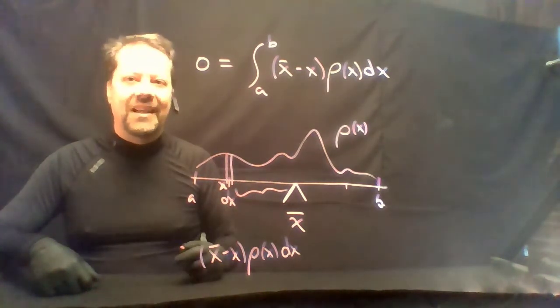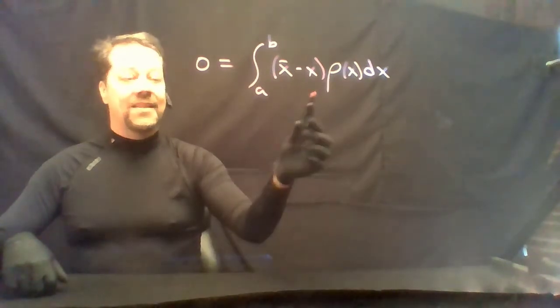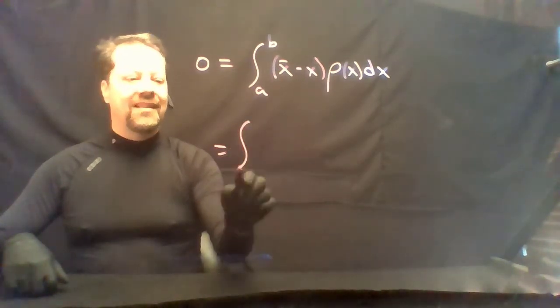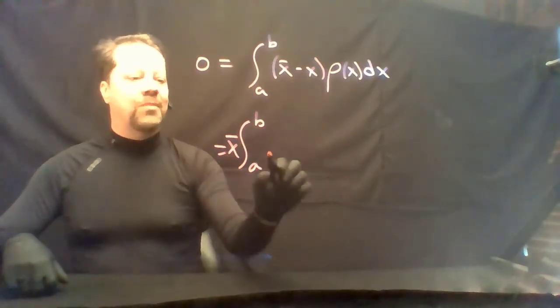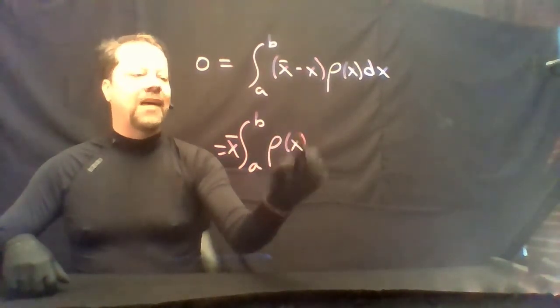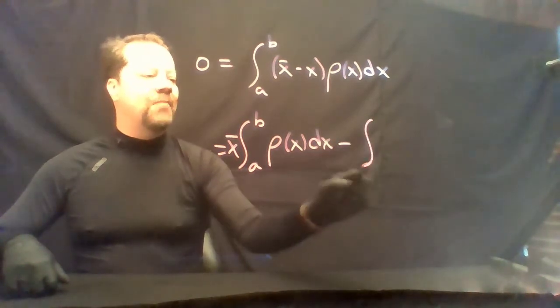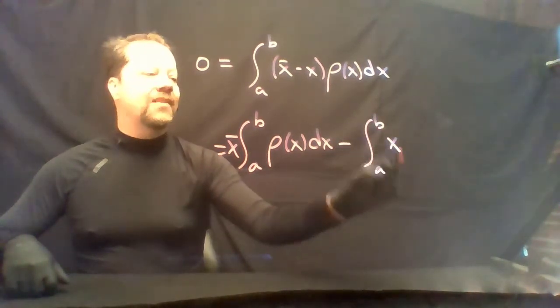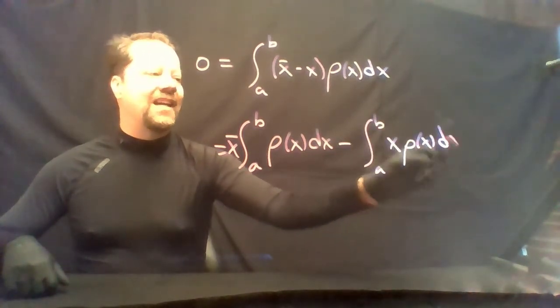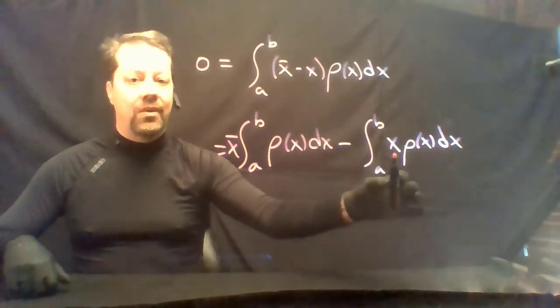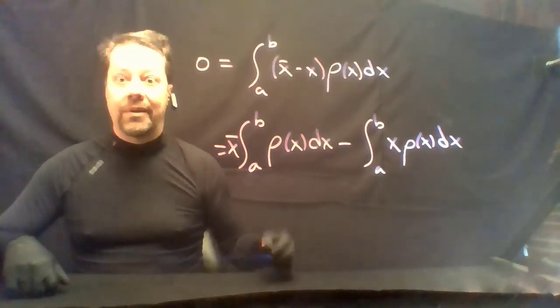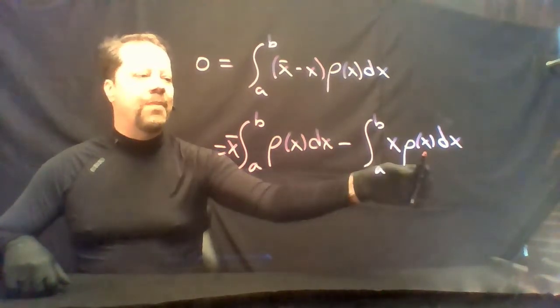Let's see what the implications are here. We can separate this into two integrals. The integral from a to b, x bar is a constant, and it can come out of the integrals. We'll have x bar times the integral of rho of x dx, minus the integral from a to b of x rho of x dx. The second integral represents the moment about the origin, about x bar equals 0, if you will. The moment about the origin.